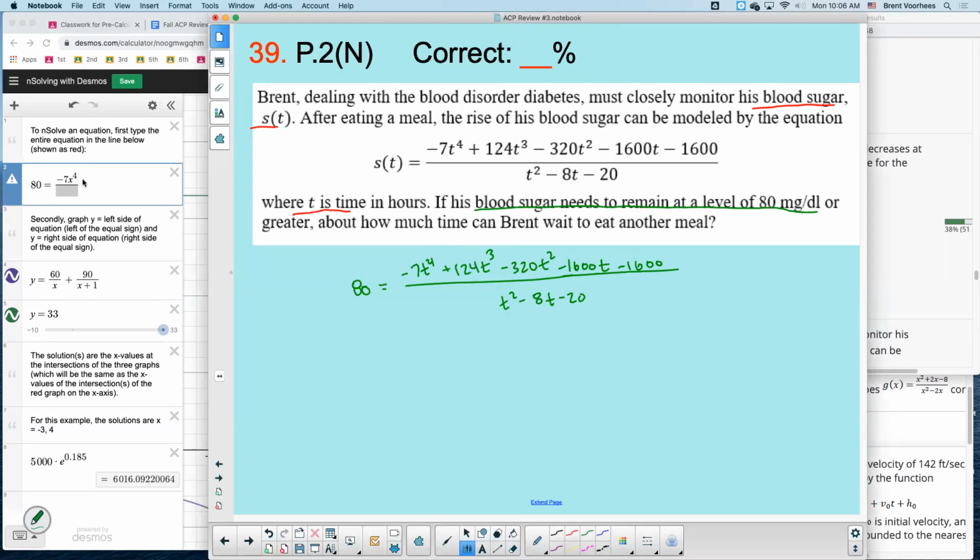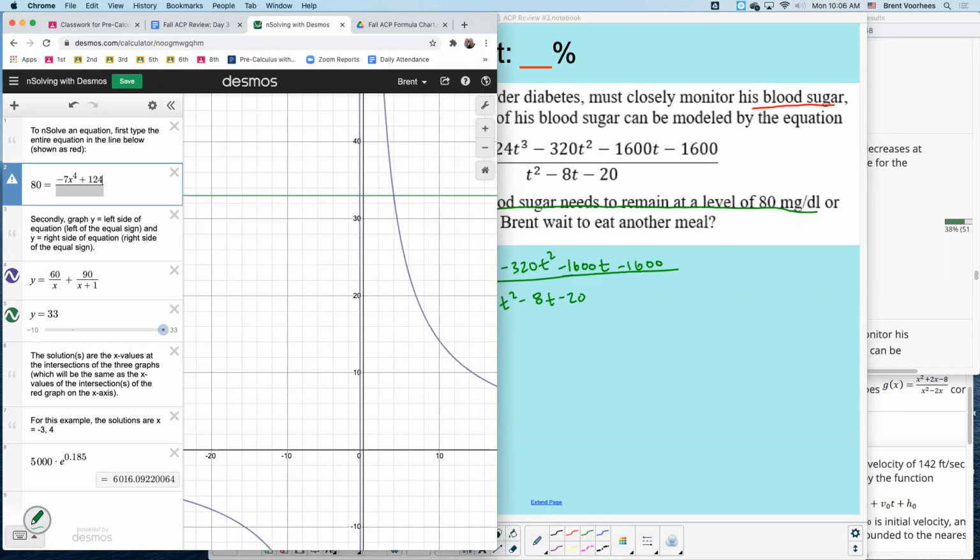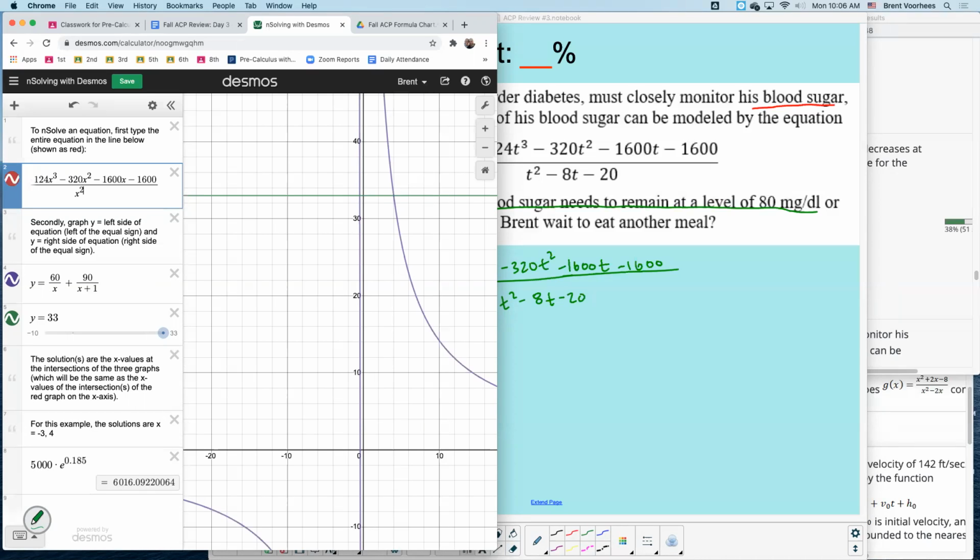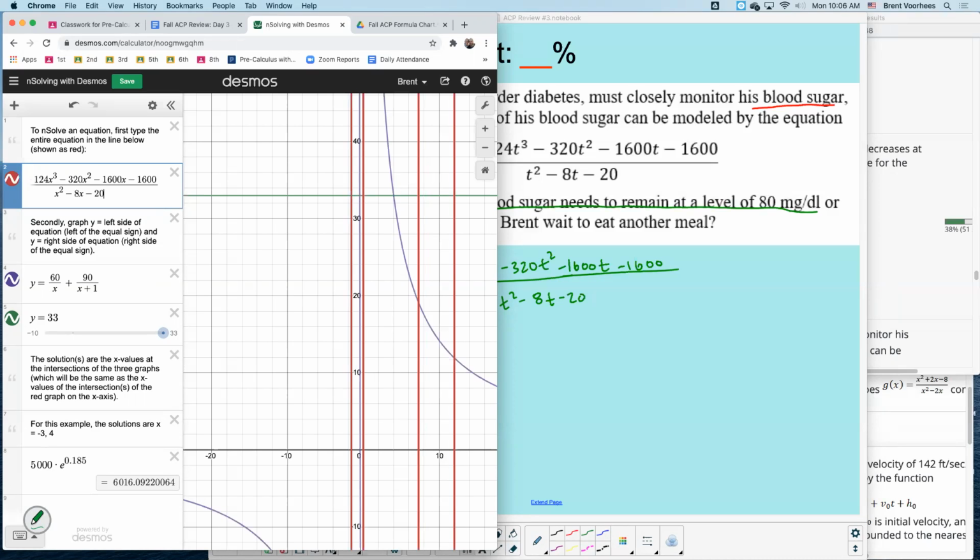Plus 124t cubed, x cubed here, minus 320 x squared, minus 1600 x minus 1600. All of this over x squared minus 8x minus 20. Now, if you type this in, it says something about add a slider.